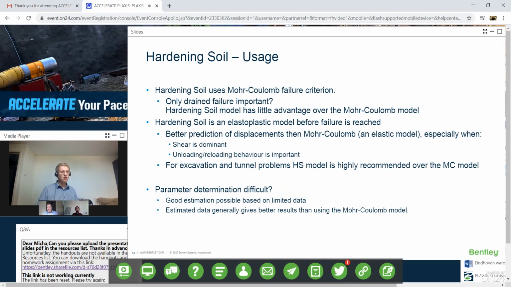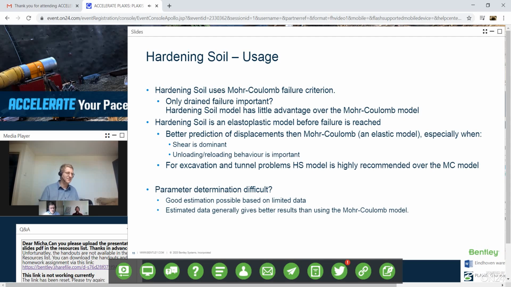So you really need local correlations, which is different from relations with laboratory tests, which are more general. But it can be done. So therefore, you can do a good estimation based on limited data or in situ tests nowadays, simply because the experience is there. It's just a matter of finding it. Also, be aware that even if you have estimated data, you generally still get better results than when you would use the Mohr-Coulomb model. Of course, I assume that your estimated data makes some sense.